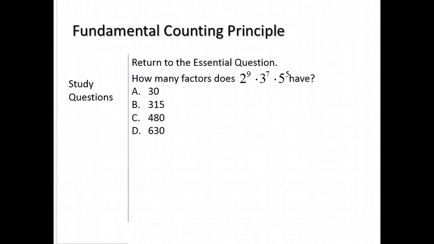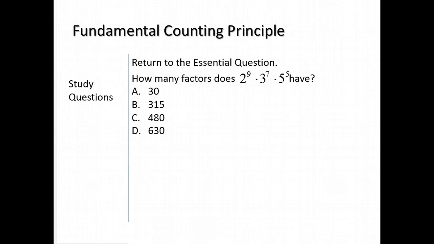Okay, let's return to the essential question. How many factors does 2 to the 9th times 3 to the 7th times 5 to the 5th power have? A, 30, B, 315, C, 480, D, 630. Okay, at this point, pause the tape and figure out how many factors 2 to the 9th times 3 to the 7th times 5 to the 5th has.